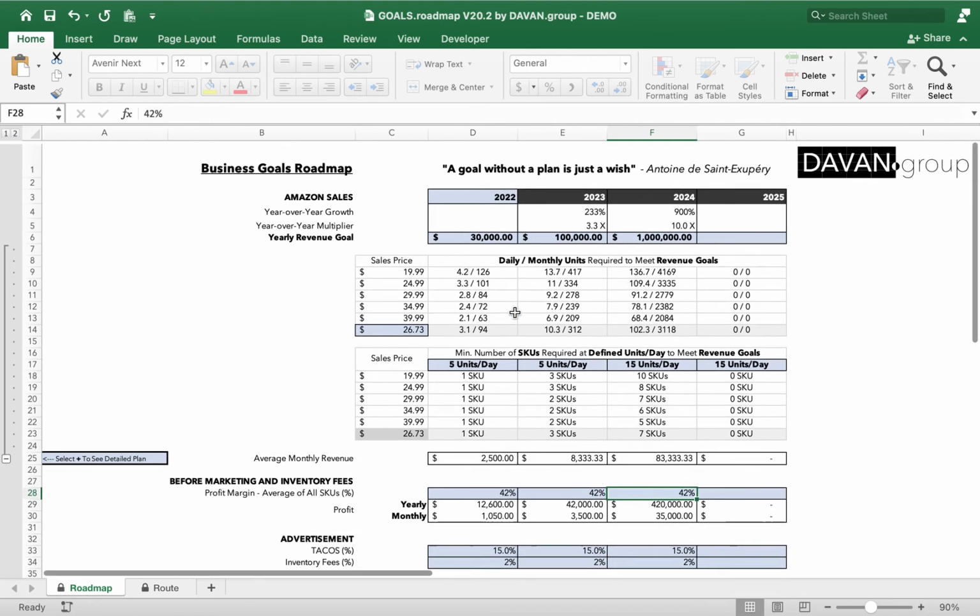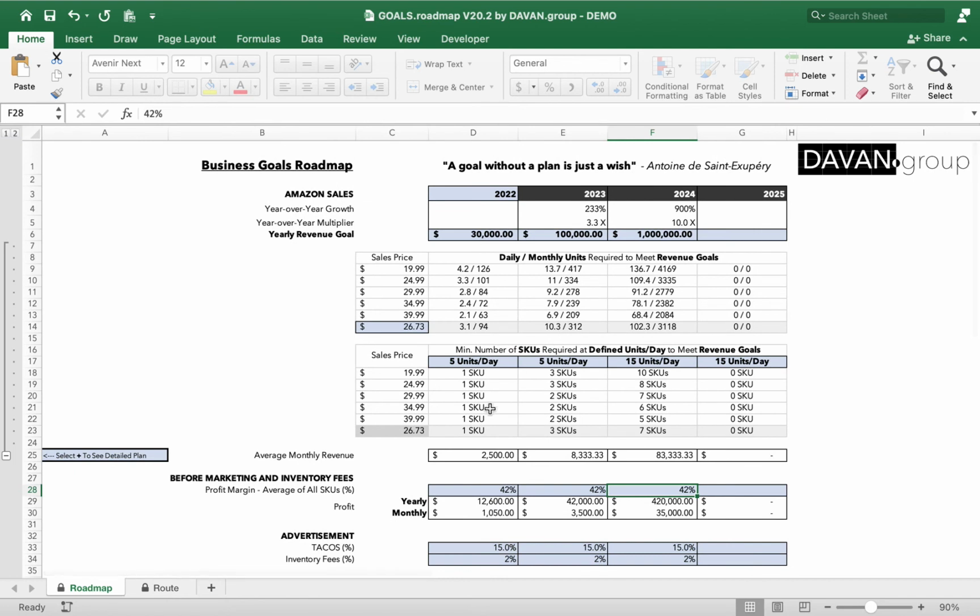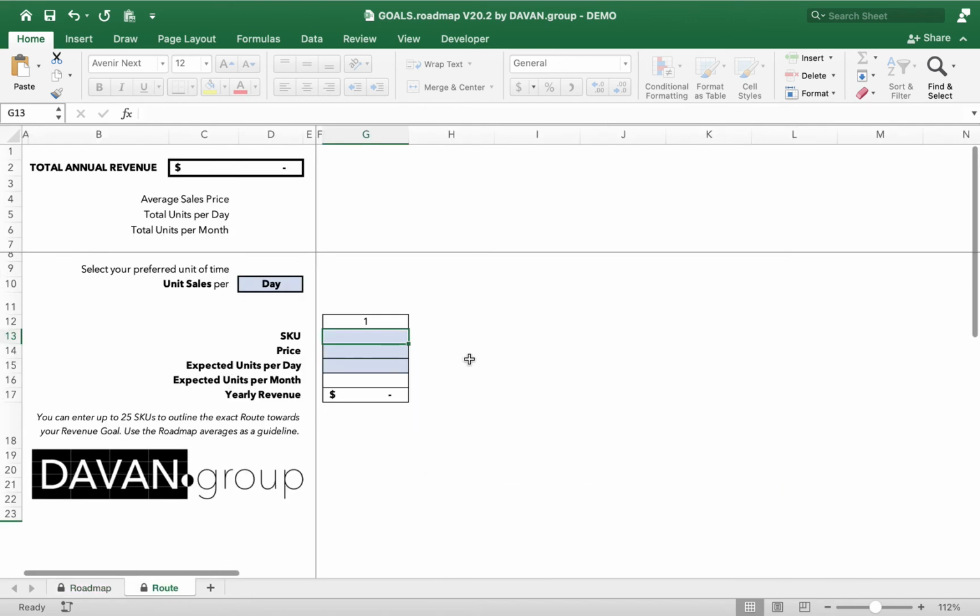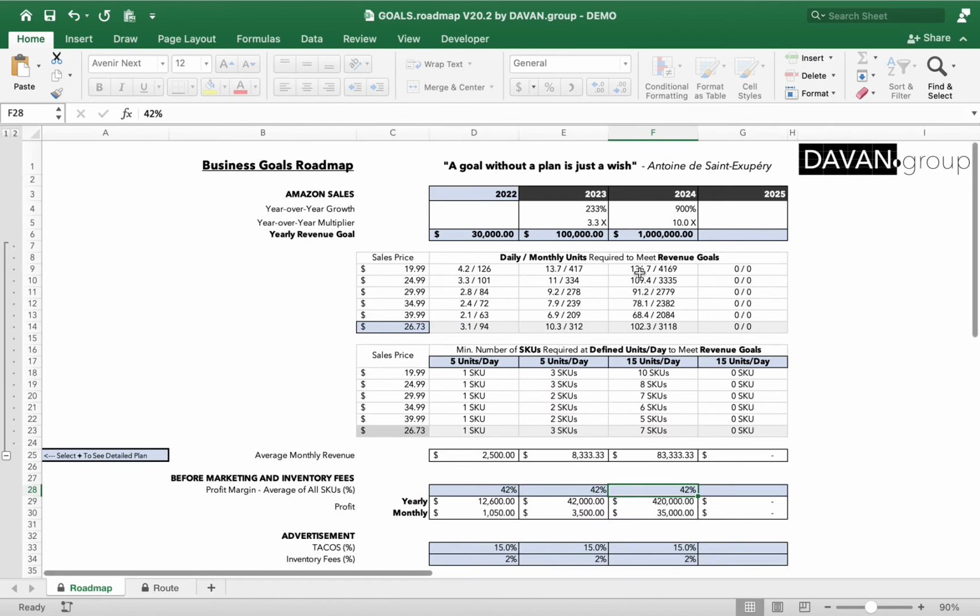Now, this sheet isn't done. This is just the first tab. It's to give us an overview, an idea of how to reach our goals. And here is essentially a route on how to get there. So remember, in the back of our mind, we're going to keep some price points and some numbers. So I know, for example, here, let's put this back down to 10 units. We need about 10 SKUs at $29.99 to get our $1 million revenue.